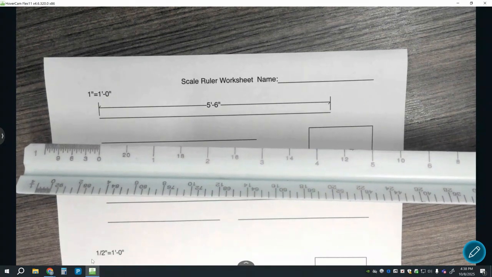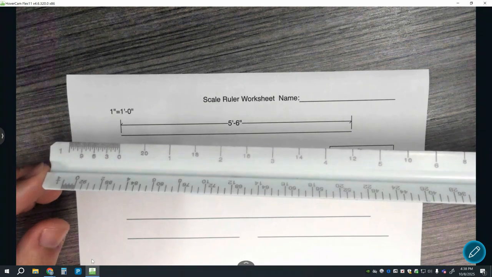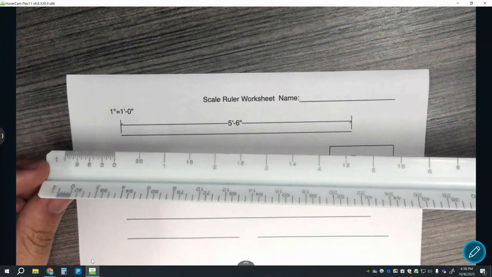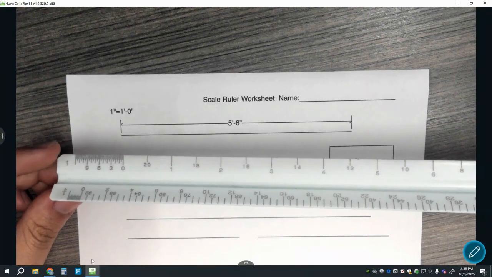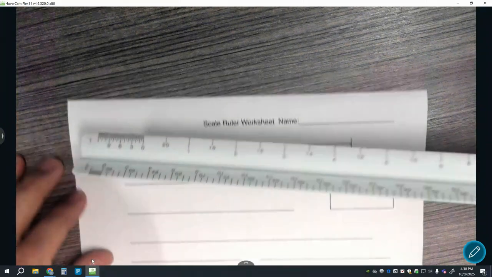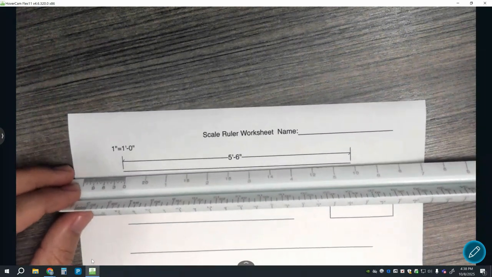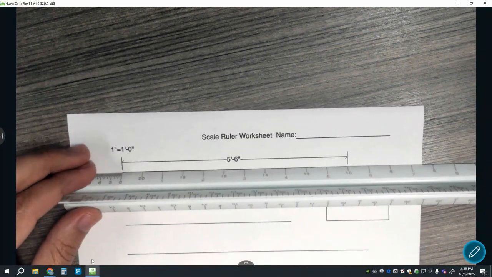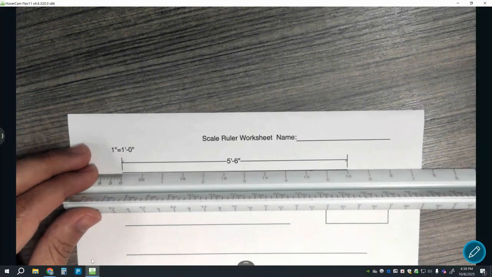It says 5 feet 6 inches. So very similar to a ruler, you always start measuring from 0. First, you have to find the correct scale. In this case, we found the number 1 because it's 1 inch equals 1 foot. We start measuring from 0. And we can't just look at the number and say, oh, that's 10, that must be 10 feet. That's not how this works.